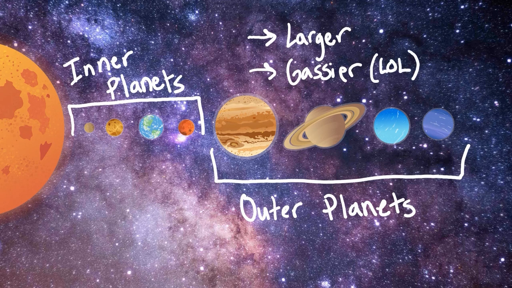The inner planets, on the other hand, are a lot smaller, and they're much more rocky. There's a reason why the inner planets and the outer planets are so different, and maybe by the end of this video you'll be able to figure it out.